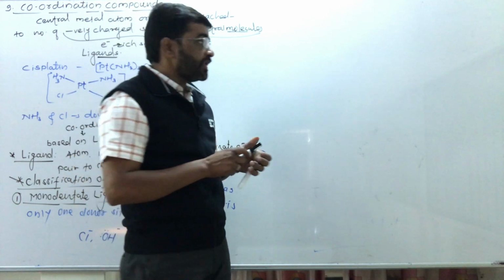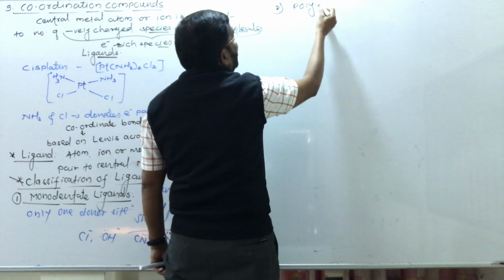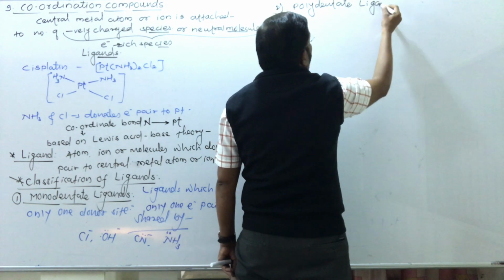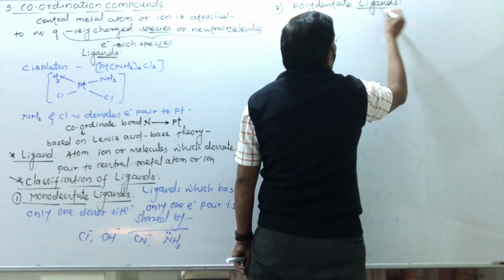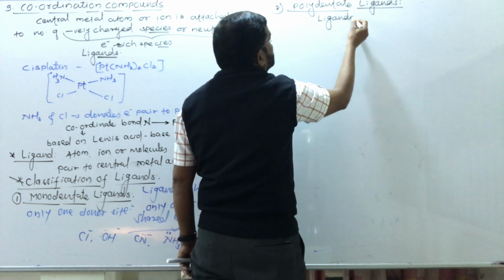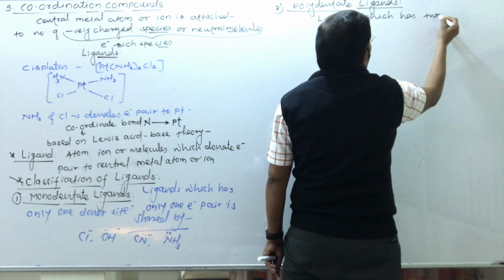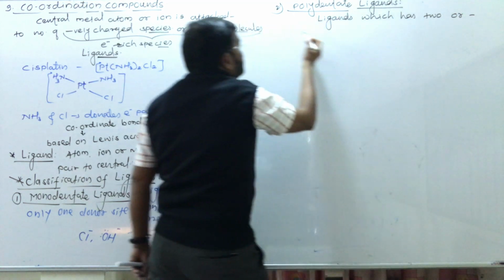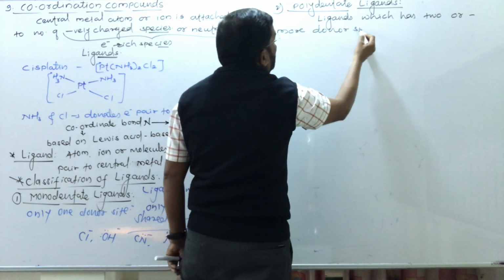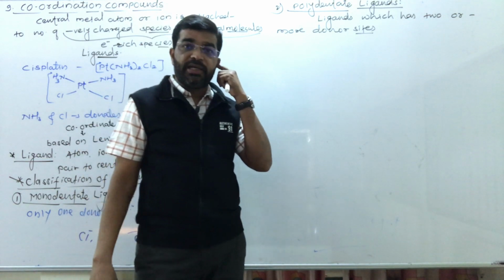Now see, the second type of ligands are polydentate ligands. Polydentate ligands are the ligands which have two or more donor sites. Two or more donor sites, they are called polydentate ligands.